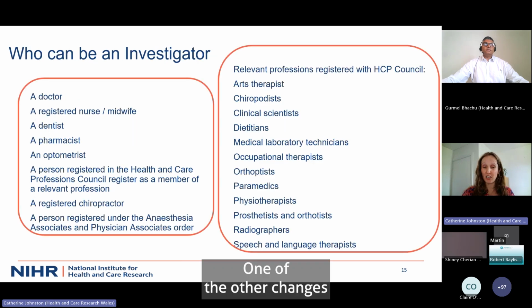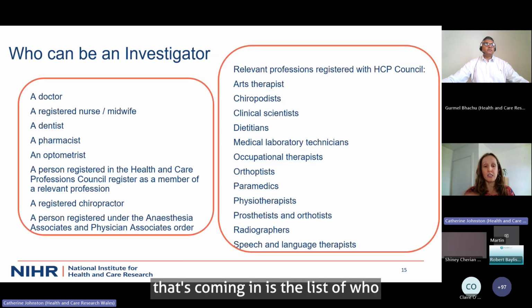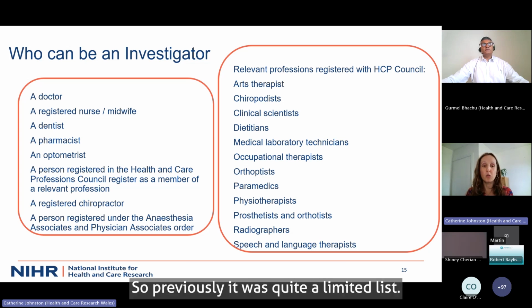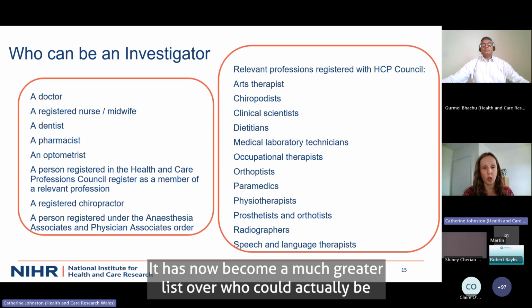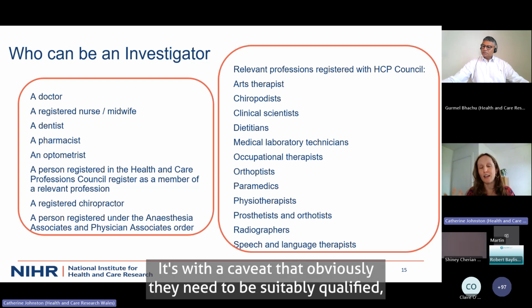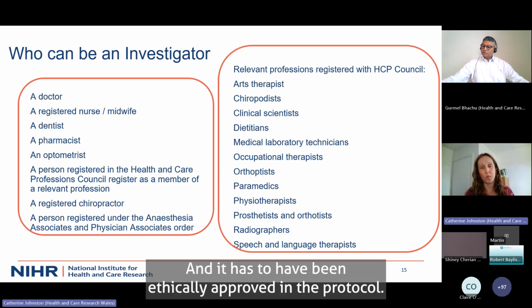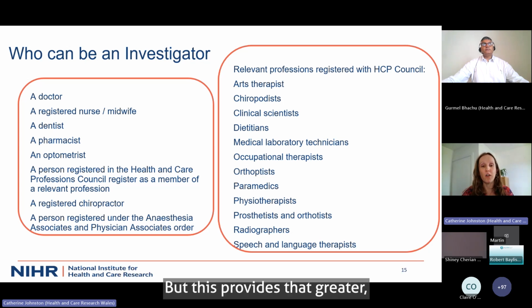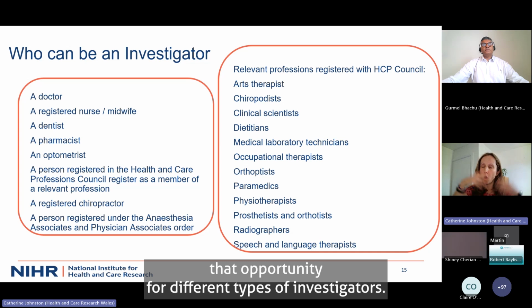One of the other changes that's coming in is the list of who can be an investigator on a clinical trial. Previously it was quite a limited list. It has now become a much greater list over who could actually be a principal investigator. It's with a caveat that obviously they need to be suitably qualified to be able to do the role, and it has to have been ethically approved in the protocol. If the protocol says it has to be a medic, it has to be a medic. But this provides that greater opportunity for different types of investigators.